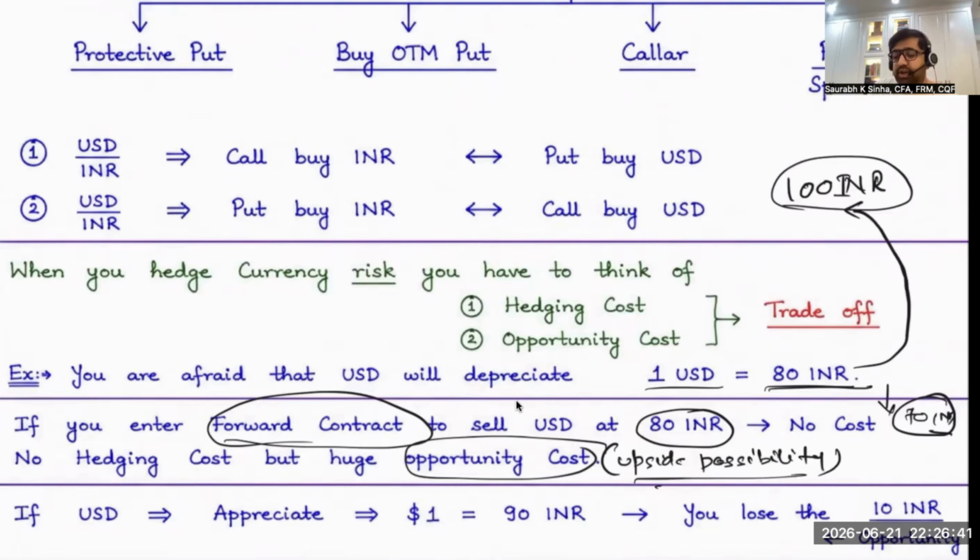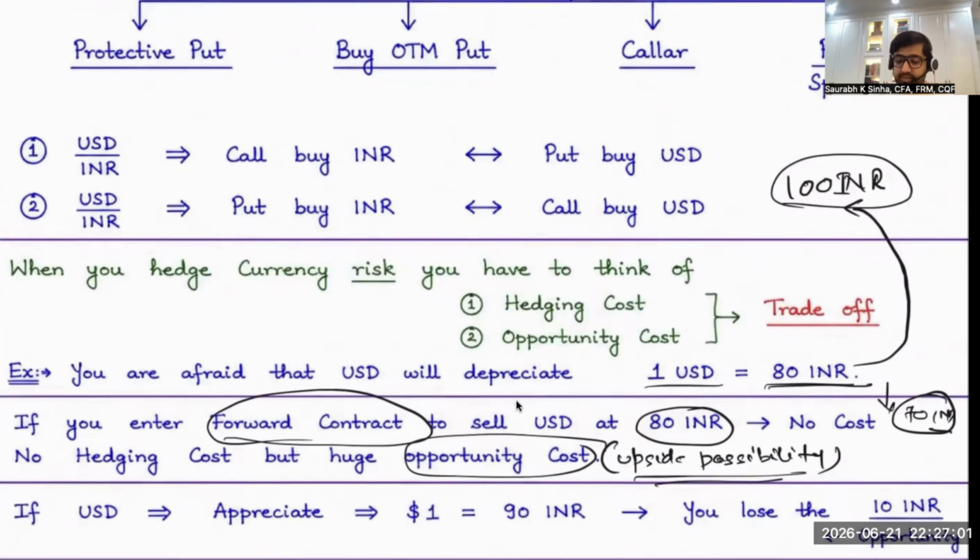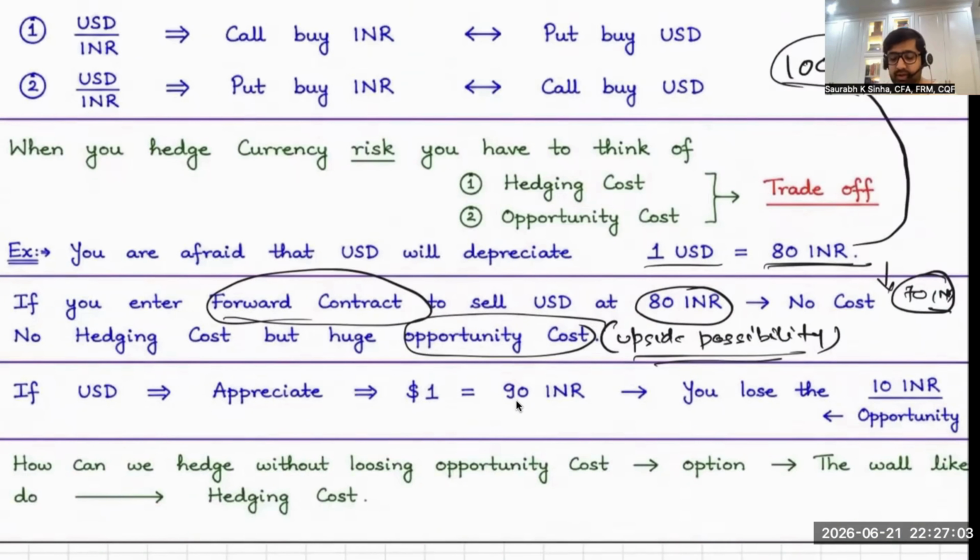That is called opportunity cost. Yes, you have hedged your downfall risk, but you lost whatever you could have earned if you hadn't hedged this position. So whenever you hedge, you have to think in two terms: opportunity cost and hedging cost. Even if USD would have appreciated from 80 to 90 INR, you will lose on that 10 INR. That is your opportunity cost.